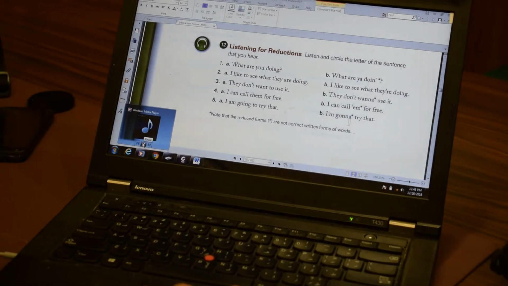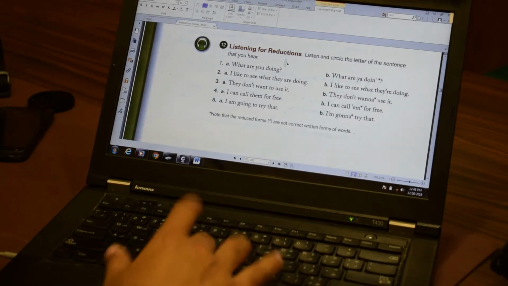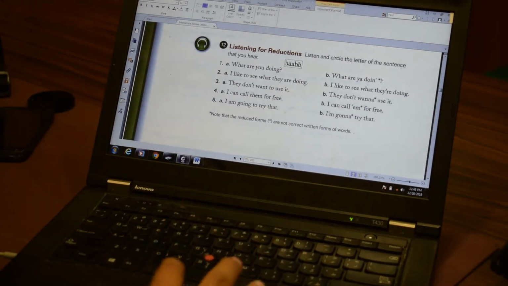5. I'm going to try that. And 5 is also again a contraction. So let me listen to the first one again. Page 56. Activity 12. Listening for reductions. 1. What are you doing? Okay, so I'm sorry for the first one, it is B. So the answers would be like B, A, A, B, B. Okay, so it is like that.